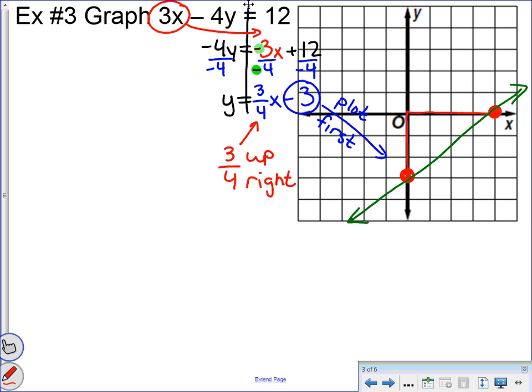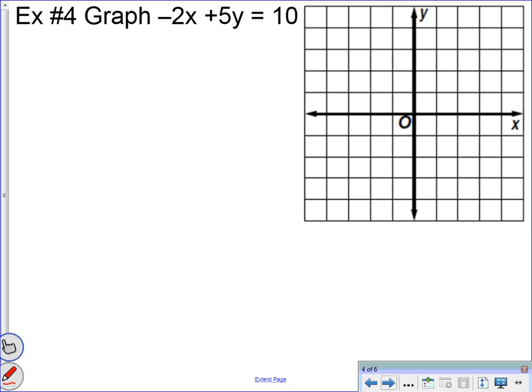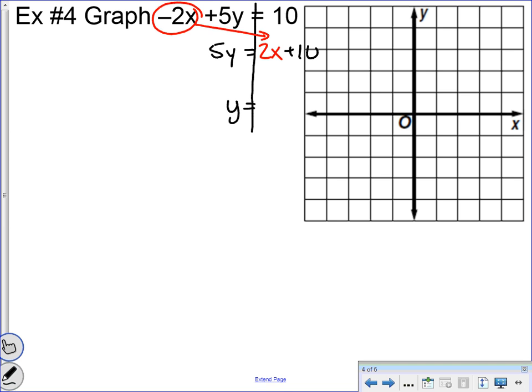Let's look at one more. So if you'd like to try this one, you should pause now. So to make it y equals, we're first going to move the -2x to the other side. When I move it to the other side, it will become positive 2x. I'm going to bring down my 5y and my 10. The next step will be to get rid of the 5 in front of the y. So I will divide all of the terms by 5. I get 2 over 5x, and 10 divided by 5 is 2.